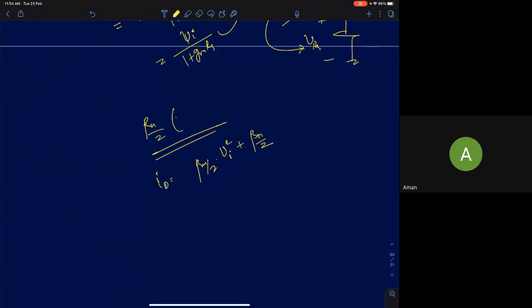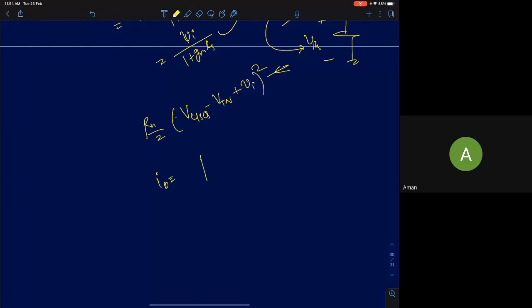So what you are doing actually is that there is a quiescent VGS minus Vtn, and on top of it you are applying a small signal Vi. Expand this using the square law equation: call this A and this B, (A plus B) whole square expanded. You will get beta n by 2 into (VGSQ minus Vtn) the whole square, plus beta n by 2 into Vi square, plus beta n into (VGSQ minus Vtn) times Vi.